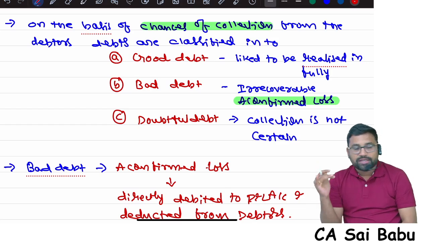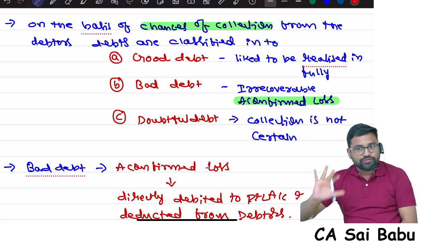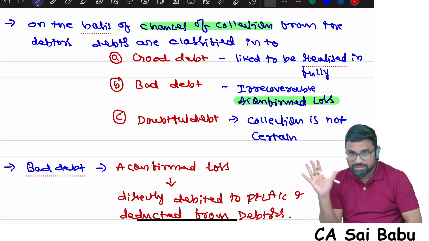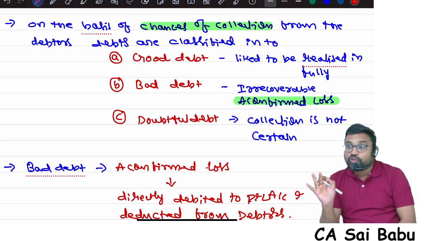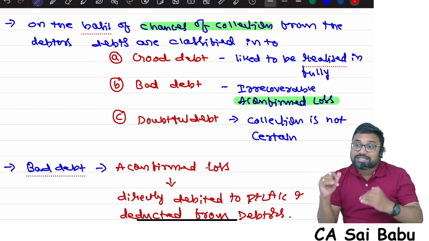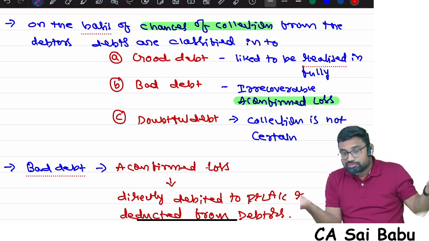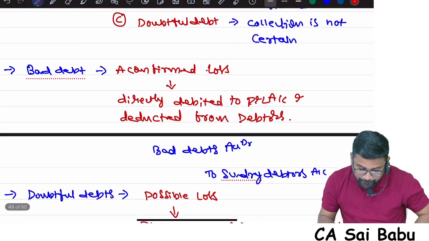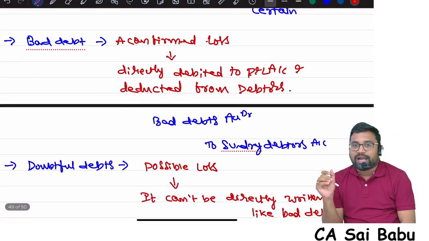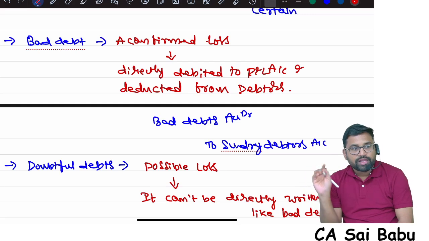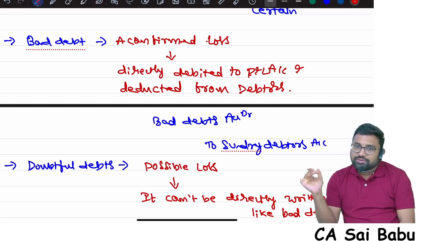What is good debt? Likely to be realized in full, so no worry, no risk, no loss. Next, what is bad debt? Irrecoverable, non-collectability, so it is a confirmed loss. Next, what is the third one? Doubtful debt. Collection is doubtful, whether the amount will come or not we don't know. That is called doubtful. So what is the accounting treatment for bad debt? Since it is a confirmed loss, we directly write it off to P&L account. Bad debts to debtors is the entry.